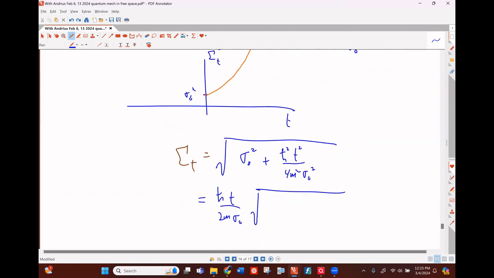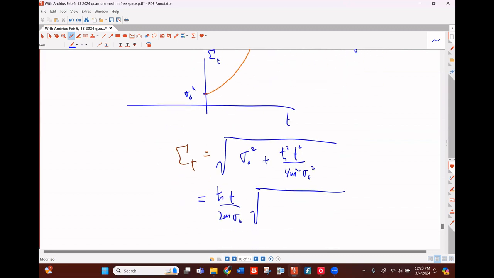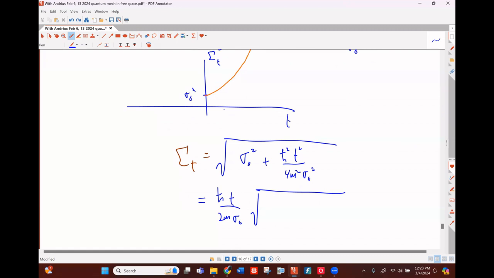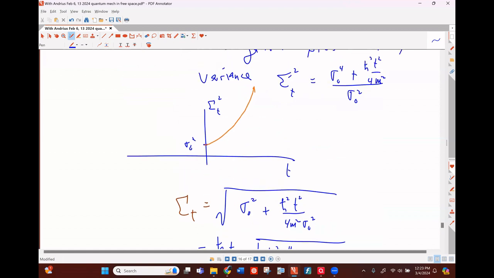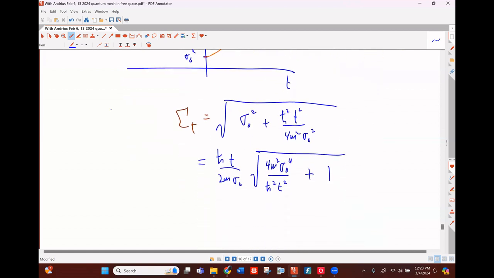And so it's going to be, I just want to make sure. Okay, now I'm having a hard time myself. I have to multiply by the reciprocal, so I'm going to have a 4m squared sigma naught to the 4th power over h bar squared t squared plus 1. That's for simpletons like me. That's more clear. Okay.